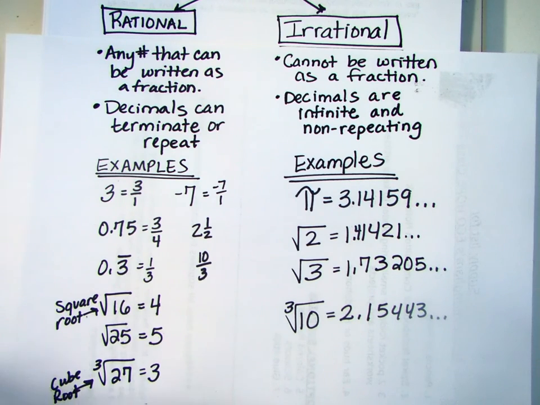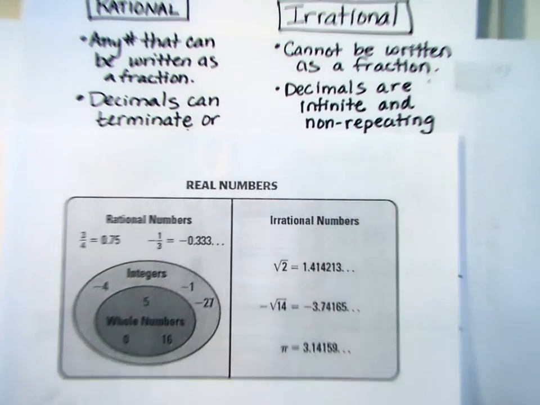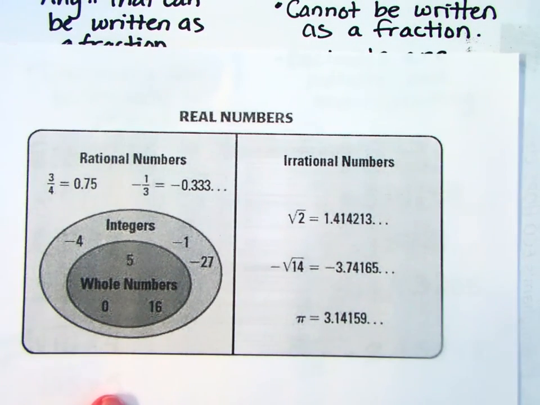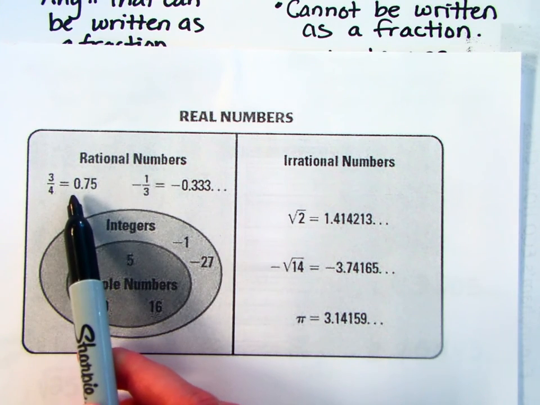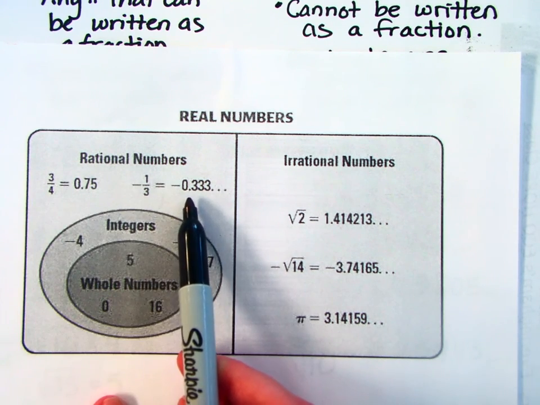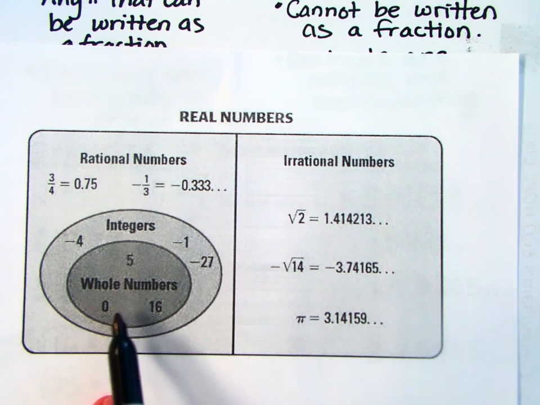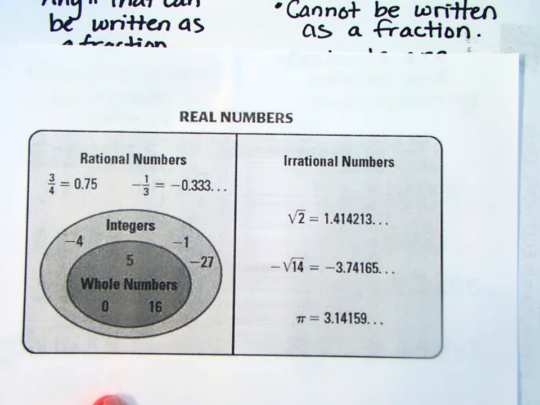Okay, you also have this chart that you can put in your notebooks. And I just like how this kind of breaks it down as well. Your rational numbers: decimals that terminate, decimals that repeat. Integers fall under rational numbers, and also your whole numbers. Notice zero is on there as well. And then you just have a couple more examples of irrational numbers over here. Okay, these go on, they're infinite, and there's no repeating pattern in them.